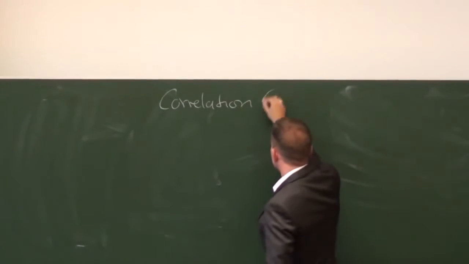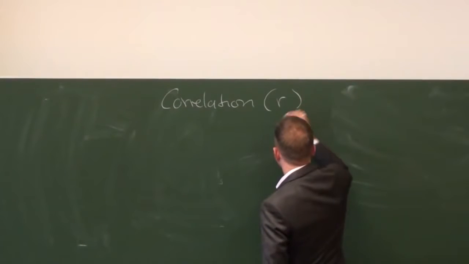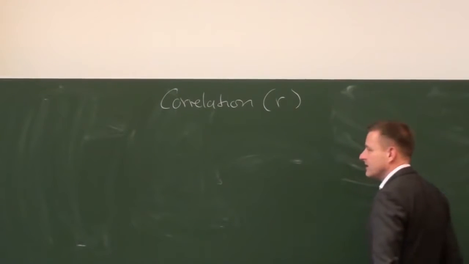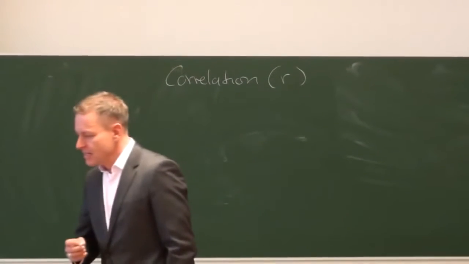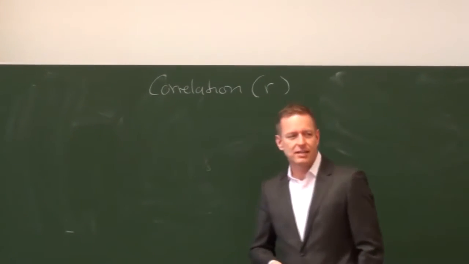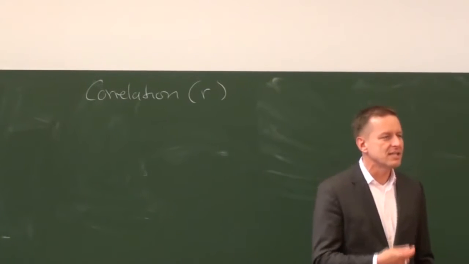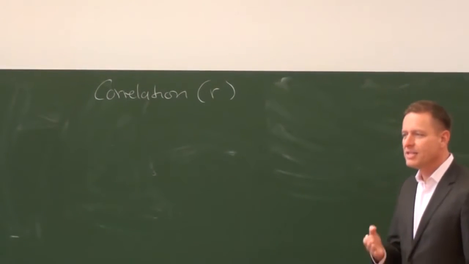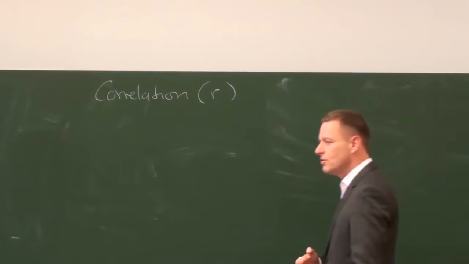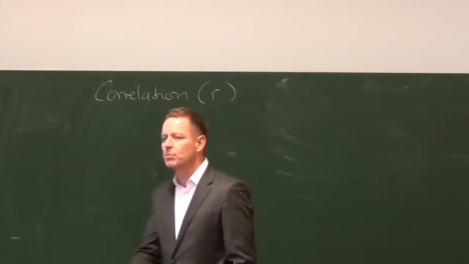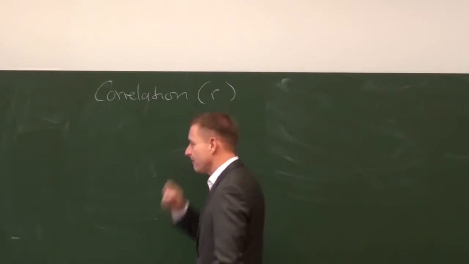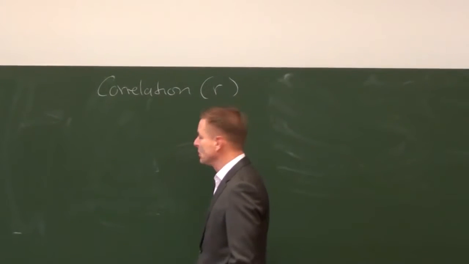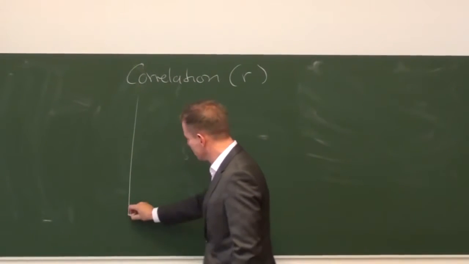Okay? In short, R. Yeah? So, what is a correlation? You all know this. A correlation is the linear relationship between two different variables. What does that mean? Let's have the relation between two different variables.